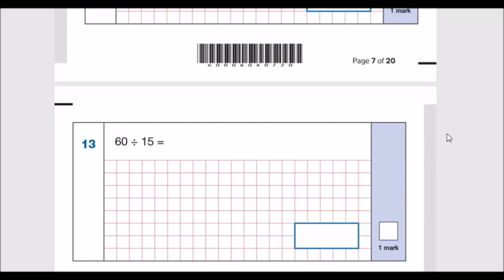All right, number 13. Oof, division again. So 16 divided by 15. Okay, this one is dead easy, I'll be honest with you. The answer is 4, by the way. If you already know that 4 15s is 60, give yourself a pat on the back. For everybody else, what I would do is write this as a fraction, 60 over 15, and then simplify the fraction.